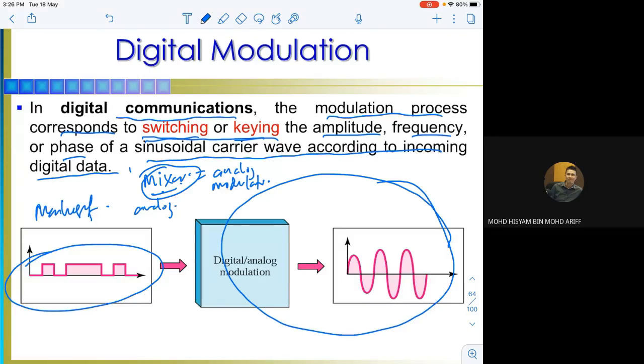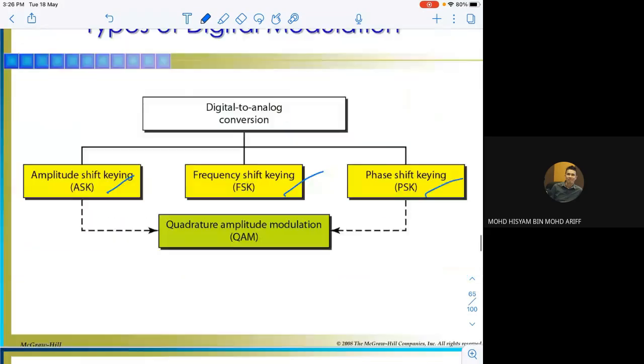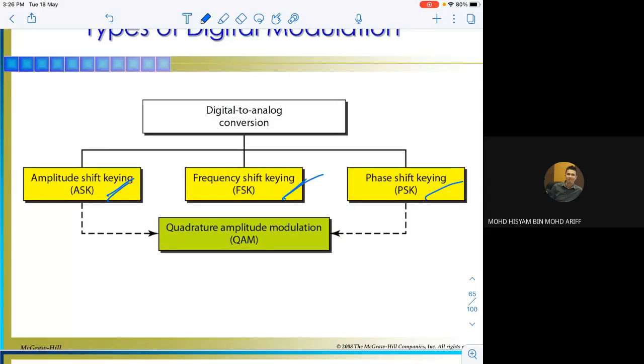Sama je, maksudnya nak combine, bila jumpa Manchester line coding ni, kita nak hantar dia. Okay, nak hantar that signal. So, nak hantar, kita ada 3 teknik. Okay. Amplitude shift keying, frequency shift keying and phase shift keying.